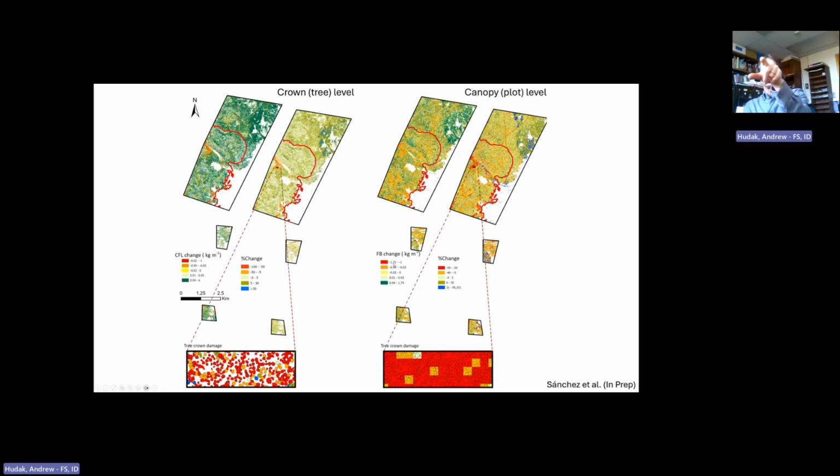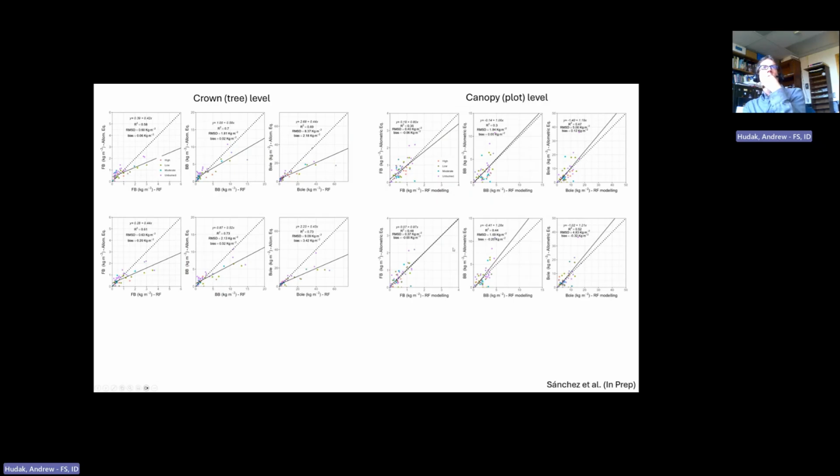FB in this case is foliage biomass, so this is the response variable that we're mapping here. But you see similar patterns in severity. Well, the tree crown approach on the left is actually not as good as the area-based approach with the six graphs on the right. And so this was actually good news to us. The individual graphs show FB is foliage biomass, BB is branch biomass, and BOL is the bole biomass.